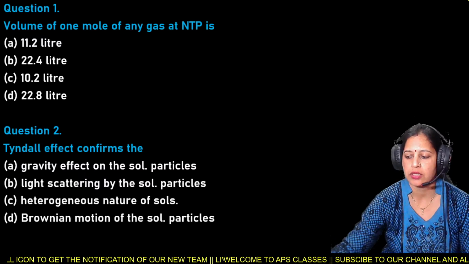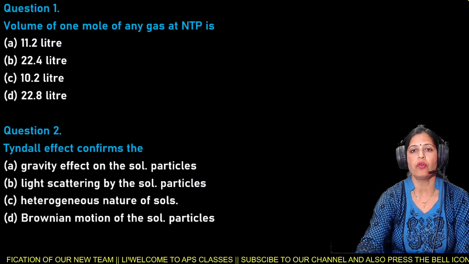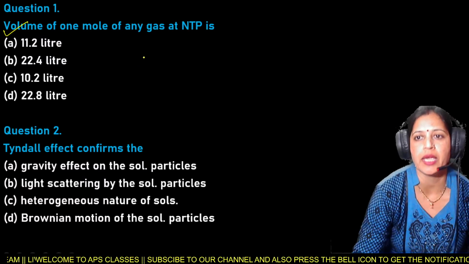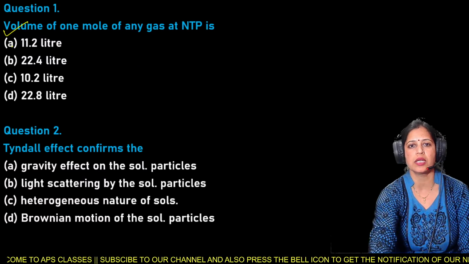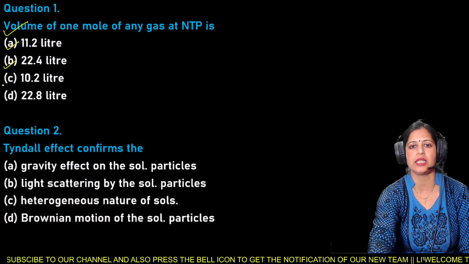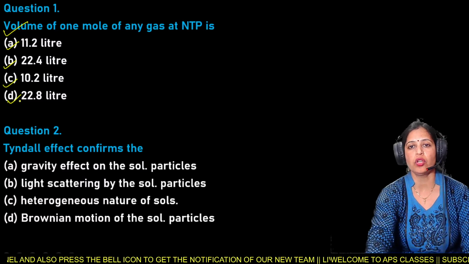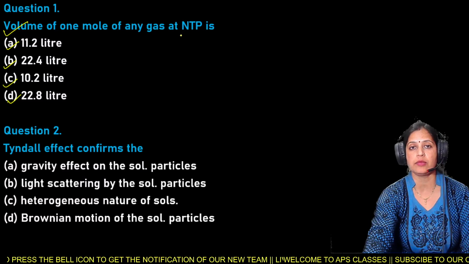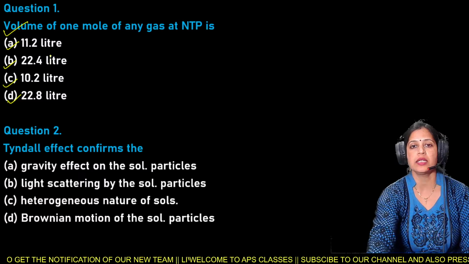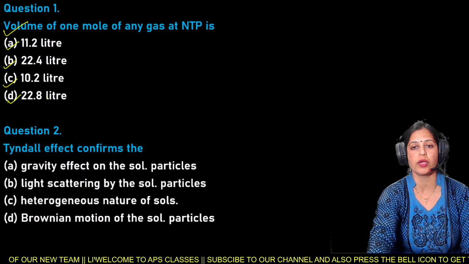Now let us start our first question from this chapter. Your first question is: the volume of 1 mole of any gas at NTP is, options are A 11.2 liter, B 22.4 liter, C 10.2 liter, and D 22.8 liter. NTP means normal temperature and pressure. So the volume of 1 mole of gas is either 11.2 liter, 22.4 liter, 10.2 liter, or 22.8 liter.